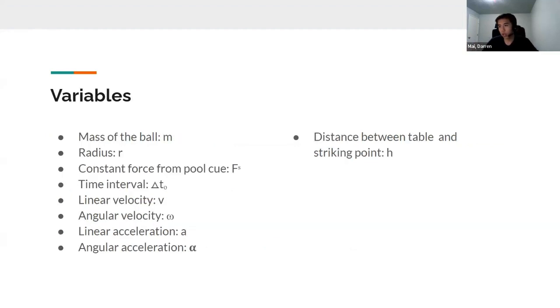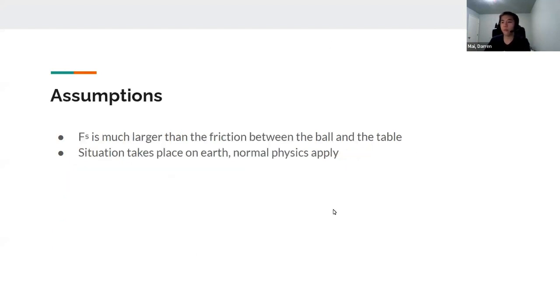First, we have some variables. There's the mass of the ball, represented by m, radius by r, force that the ball is hit by Fs, time passed by delta t, linear velocity by v, angular velocity by omega, linear acceleration by a, angular acceleration by alpha, and what we want to find, h, the distance between the table and striking point. We have some assumptions: that the ball is going to be hit harder than the friction between the ball and the table, and that this takes place on Earth.